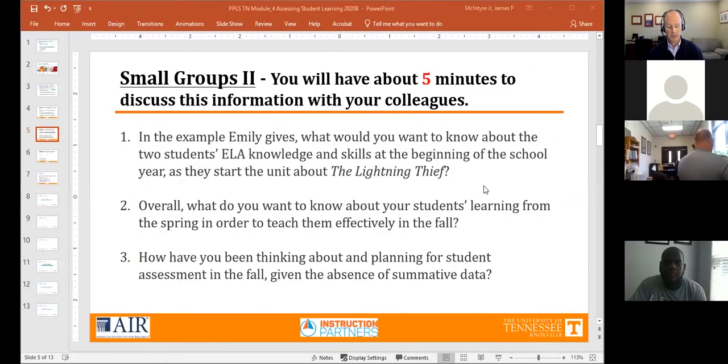I'm going to share with you a couple of questions that we're going to ask you to be considering after this first part of the presentation, and here they are. So Emily's going to talk about the structure of mathematics and ELA in terms of assessment, and one of the things she's going to give as an example is a unit on the Percy Jackson novel, The Lightning Thief.